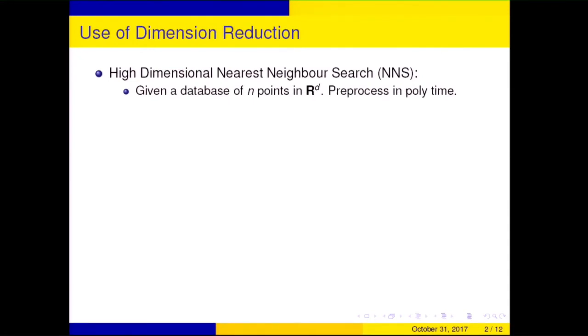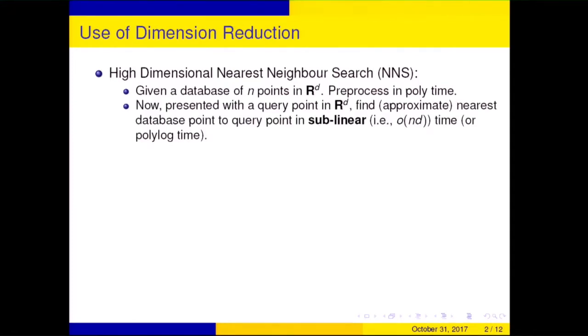You're given these points. You're allowed to pre-process taking a lot of time, taking polynomial time in n and d. Okay? N cubed, n squared, any amount of time, right? You do the pre-processing, and then once you've done it, then queries come along. A query is also a point in R^d, and ideally you want to find the nearest database point to the query point, but very quickly in sublinear time. Okay? The data is n points in d space, so its length is nd, so you want to do it in little o of nd, often in polylog time.